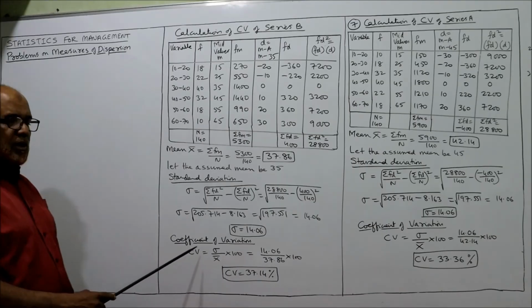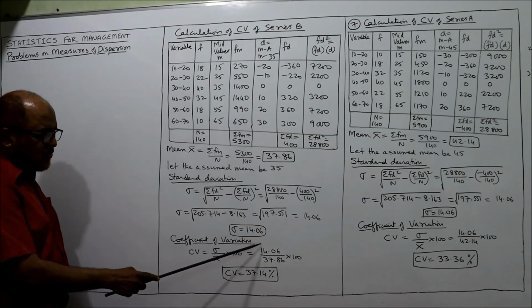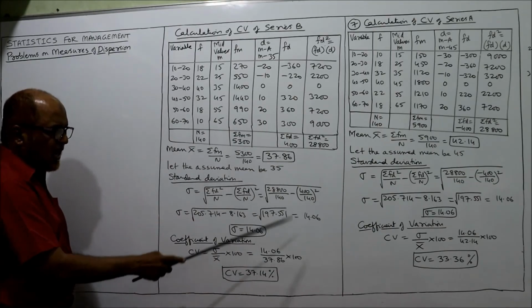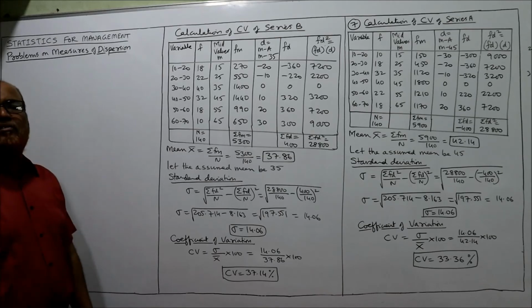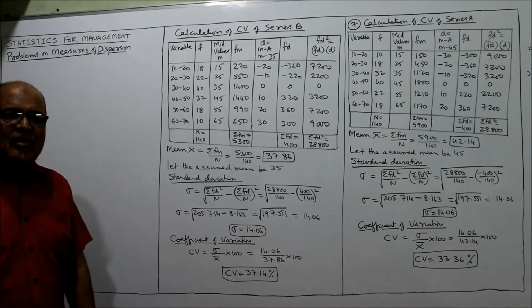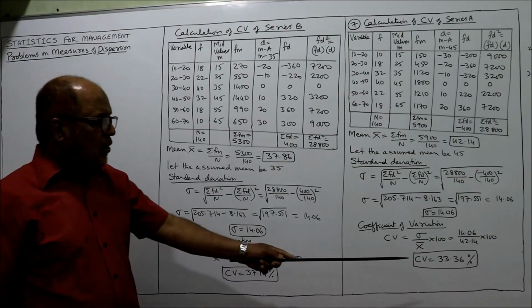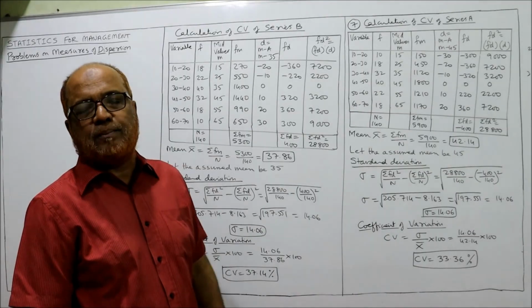Now CV. Coefficient of variation, sigma by x bar into 100. Sigma is 14.06. X bar is 37.86, actual mean, into 100. 37.14 is the CV for series B. For series A, how much? 33.36. Now you have to give the conclusion.